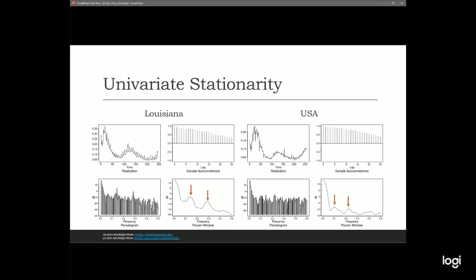So, univariate stationarity: if I'm just looking at time and no other explanatory variables, Louisiana is showing what looks to be a strong weekly trend. It looks to be non-stationary, right? The frequency of 0.14 in the Parzen window there is heavily 1/7, heavily weekly. USA doesn't exhibit as much trend. It looks like maybe it could be a monthly trend or a really weak monthly trend. And so we'll look at that in the next slide.